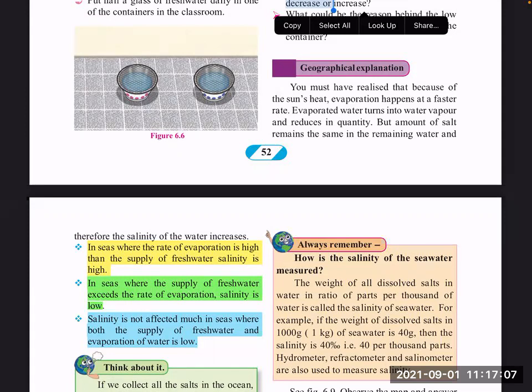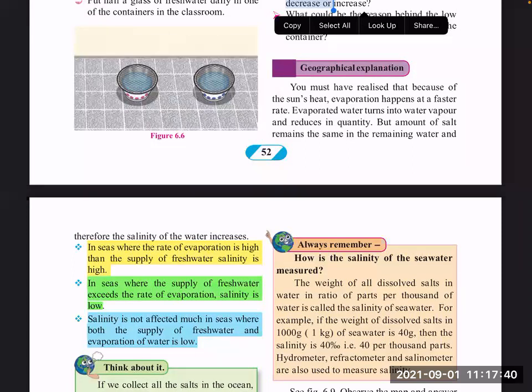See how it is possible. Evaporation is more, and at the same time freshwater supply is also more. Freshwater supply means what? Rainfall and rivers, which all enter the sea. So the freshwater supply is also more, and the temperature is also high. So what will happen? The salinity is also high. The saltiness in the water is more.